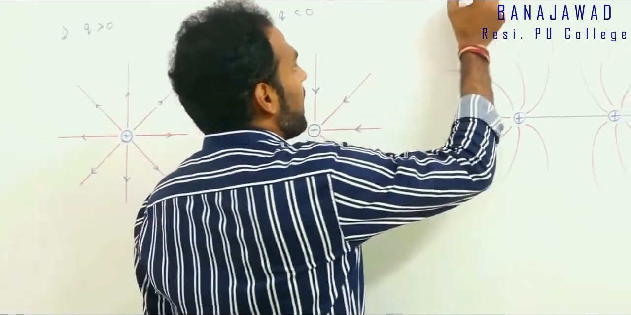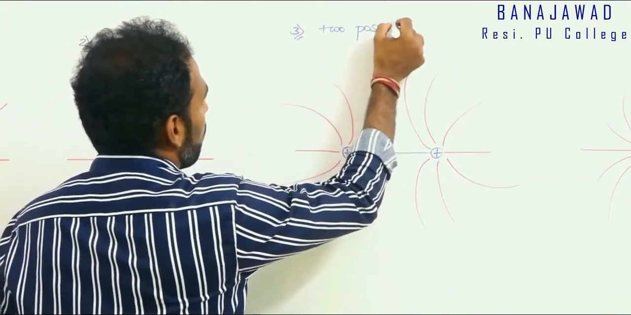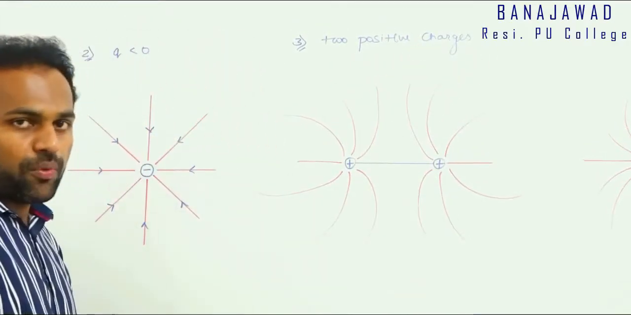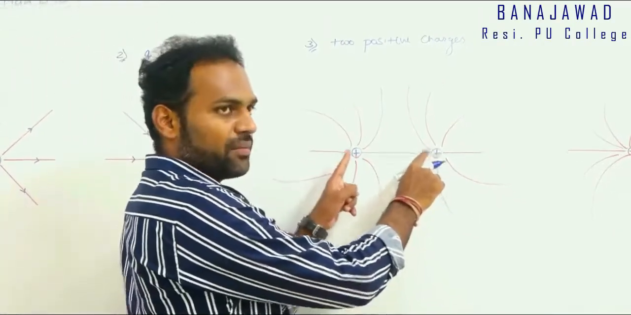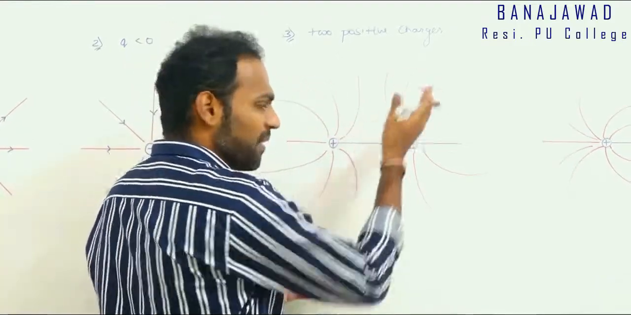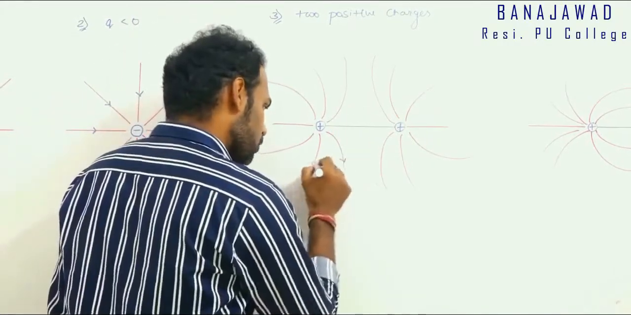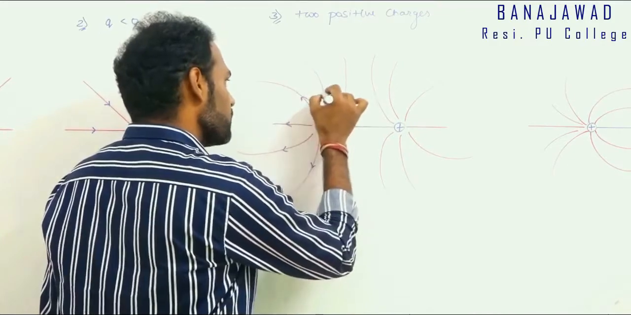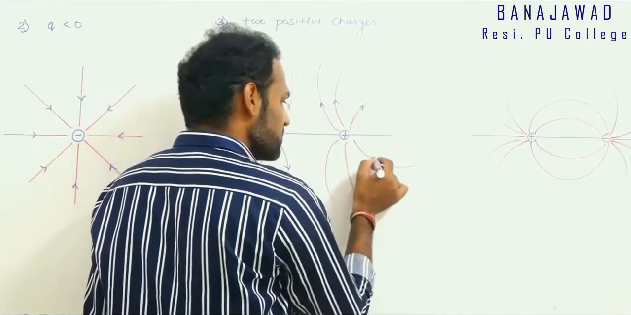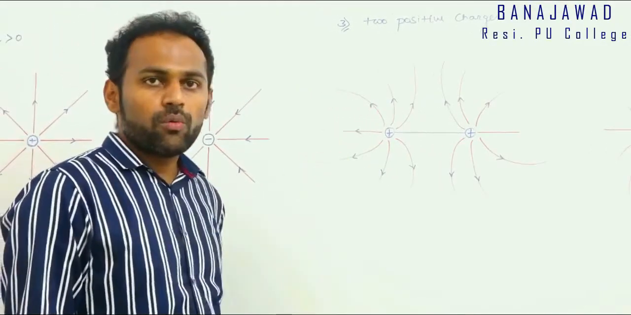Next, we'll go for electric field lines for two positive point charges. If these both are positive, it means they are like charges. Like charges means there will be a repulsive force between them. That's why the field lines will get repelled. But both the charges are positive, so we have to show the field lines radially outwards only. All the field lines of this charge as well as this charge will be radially outwards. They will not be towards the charge. They will be away from the charge. So this is how the field lines will be for two positive point charges.